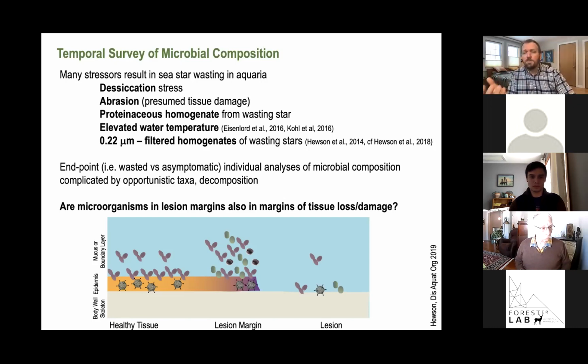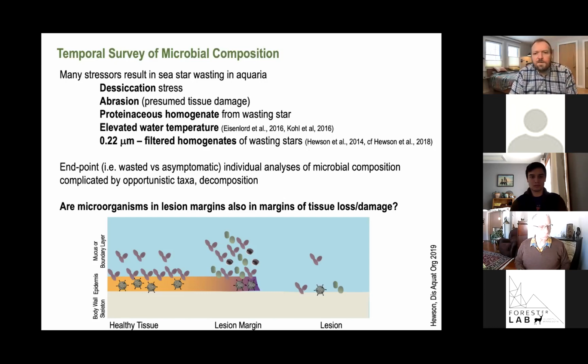A big challenge that we had in 2014 was that we were looking at carcasses of dead animals and comparing them to healthy animals. So endpoints, all right? And this is really complicated, because those decaying carcasses are going to be full of all sorts of opportunistic taxa, decomposing taxa. You really can't say that anything that you find in a diseased starfish, particularly from a bacterial standpoint, is related to the disease. You can't simply identify it based upon presence, absence, or relative abundance.